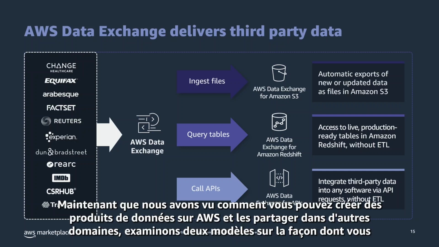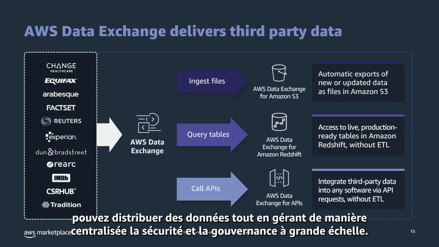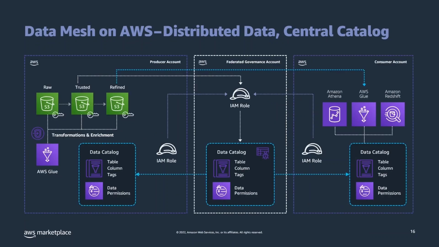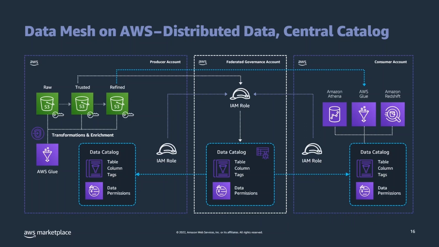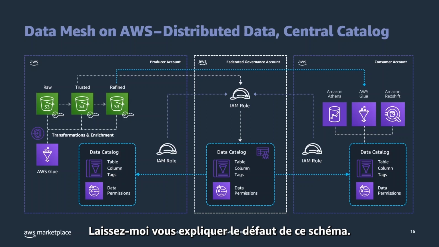Now that we have seen how you can build data products on AWS and share them within other domains, let's have a look at two patterns on how you can distribute data while centrally managing security and governance at scale. In this pattern, data is distributed through one central catalog. Let me explain the flow in this diagram.